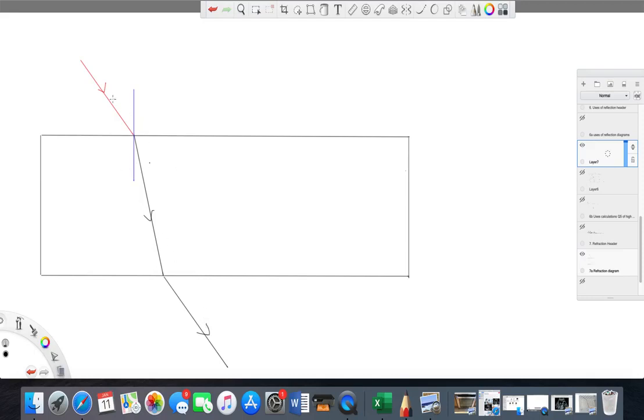So this angle is bigger than this angle, my first angle of refraction. And if I drew in my normal, this is my second angle of incidence, because it's incident on this boundary, and this is my second angle of refraction.